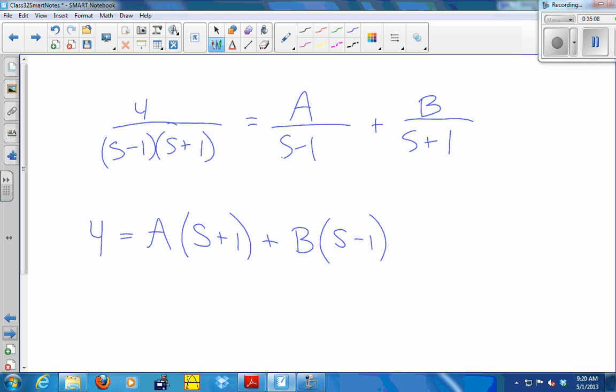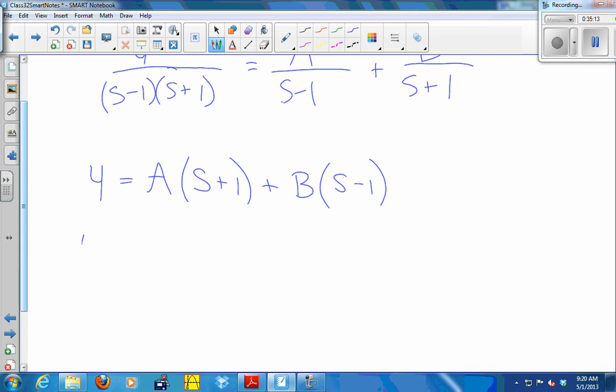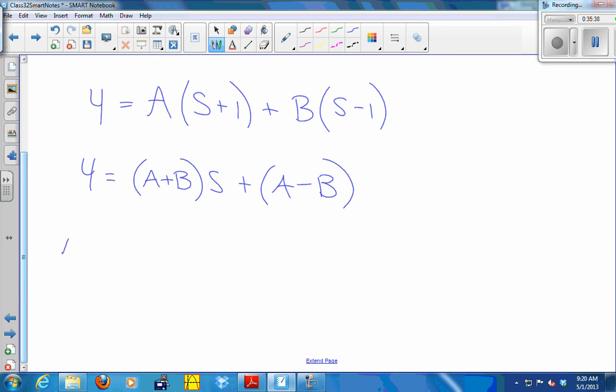And then we match up coefficients. So this says that 4 equals a plus b times s plus a minus b. I have no s term on the left, which means that a plus b has to be 0. And my constant term on the left is 4, which means that a minus b has to be 4. The constant term from the right has to equal the constant term on the left. So a plus b is 0, a minus b is 4.